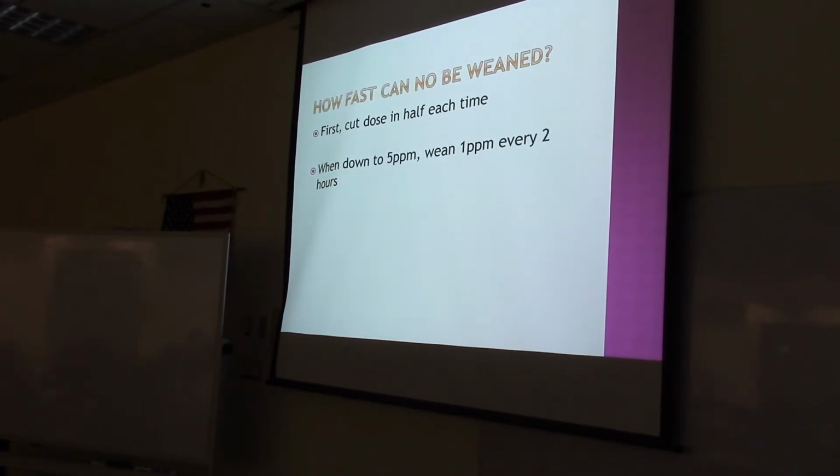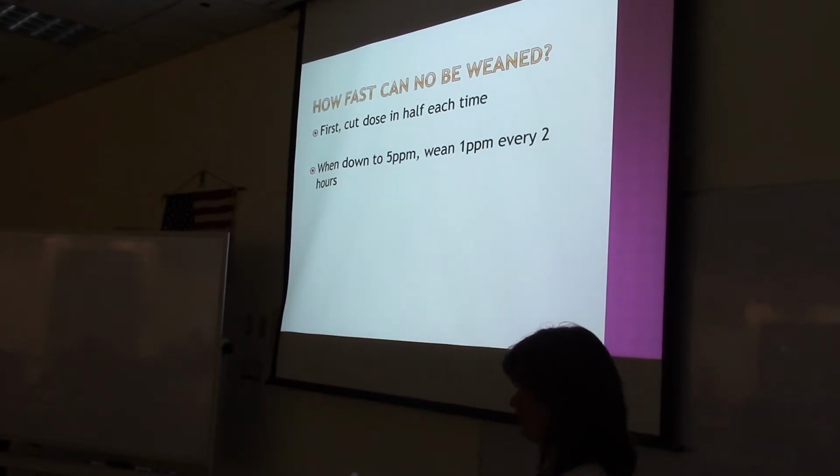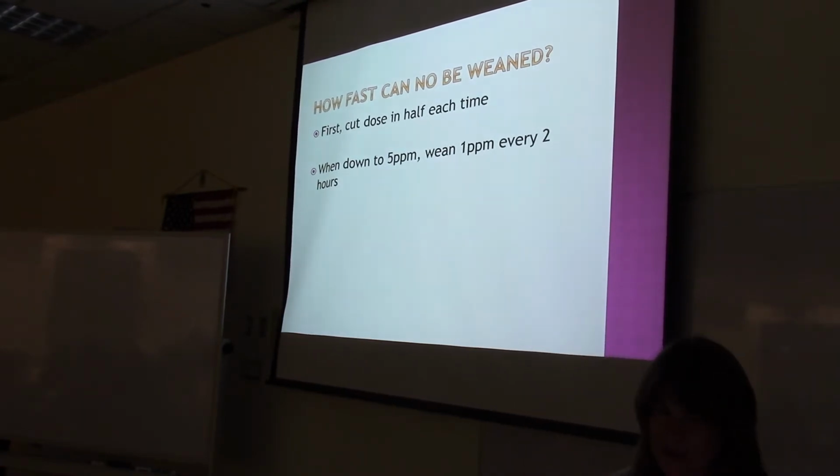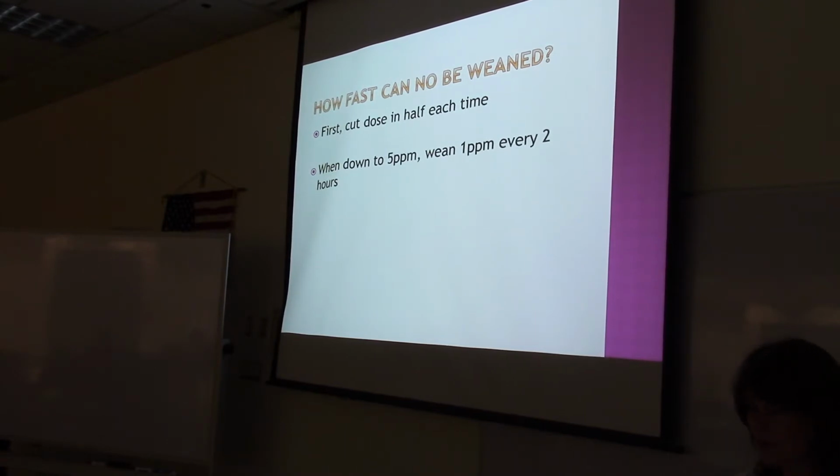So how fast can nitric oxide be weaned? You cut the dose in half each time, and this is done every 4 hours, which it doesn't say in your notes, so you have to add that. It says cut the dose in half each time, and this is done Q4 hours. And then when you get down to 5 parts per million, you wean 1 part per million every 2 hours.